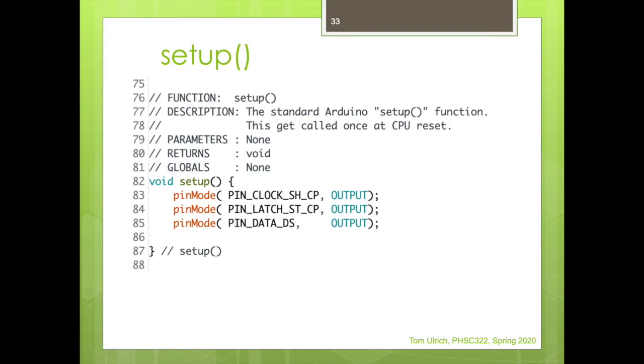All right, so in our setup, we have our standard Arduino setup. You want to take each one of those pins and set them as outputs because you're going to control them. Well, actually, the shift out is going to control the clock and the data, but you still have to set it up as an output.